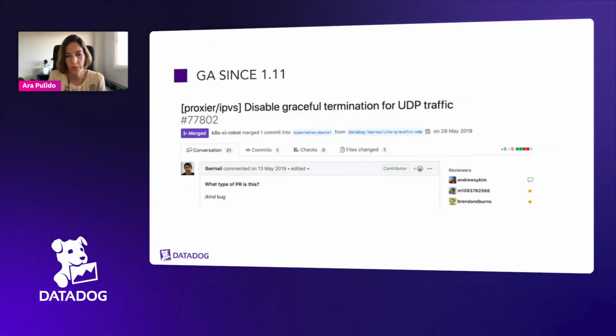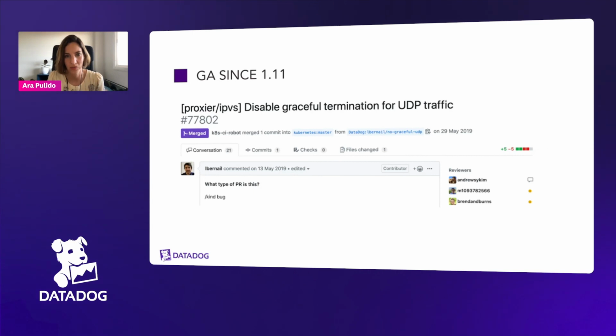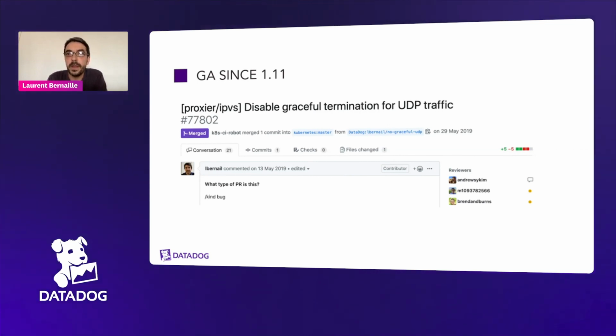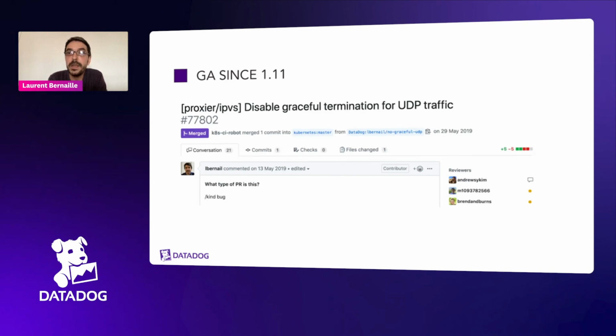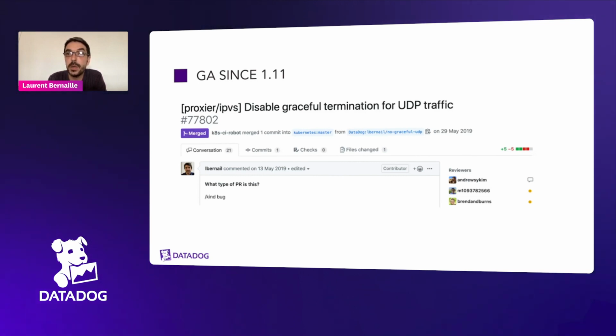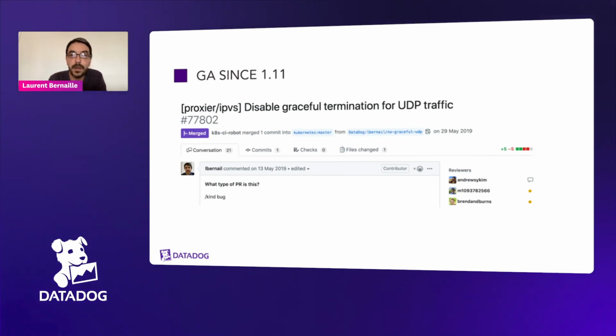So IPVS, I saw that it was GA on Kubernetes 1.11, which is already quite old. But even though it was GA on 1.11, I can see that there were some issues you needed to solve. Yes, IPVS was GA in 1.11. However, it was not providing graceful termination. Which means when you were removing an endpoint, it was removed immediately without giving the application the chance to finish what it was doing. For web applications, for instance, you would start your connection and you wouldn't be able to get your data back, which is not great.